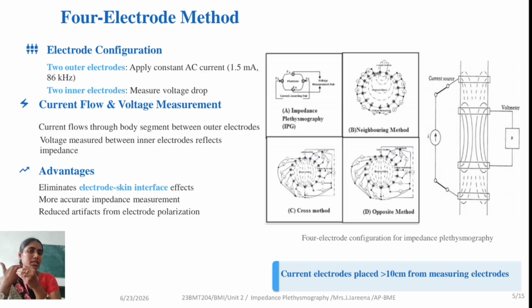How is it happening? This change in resistance reflects the change in blood volume. So this is how we are measuring the blood volume changes. A simple concept of Ohm's law.